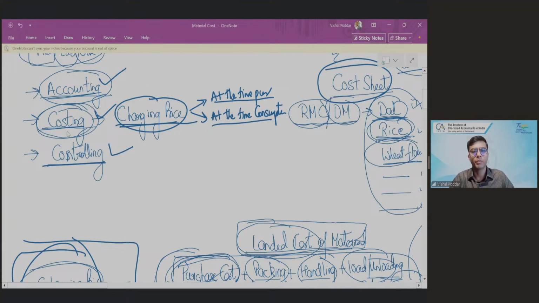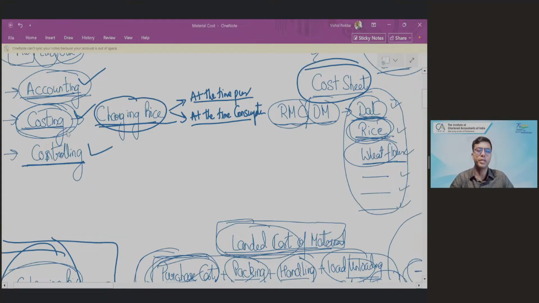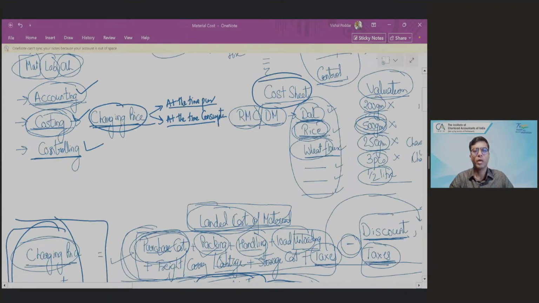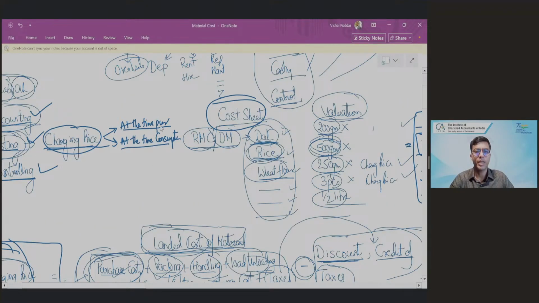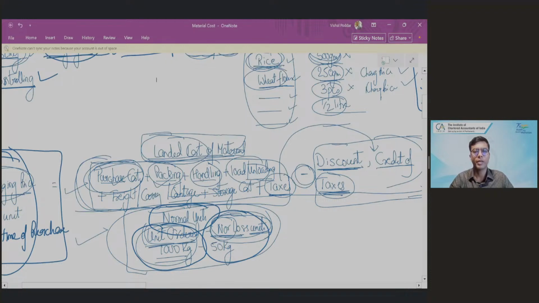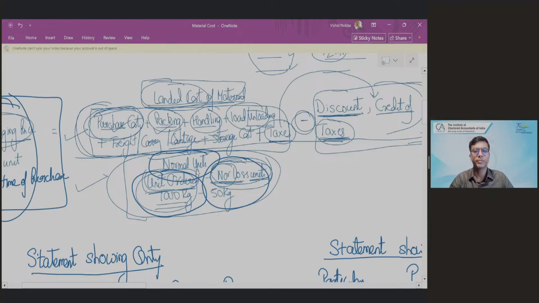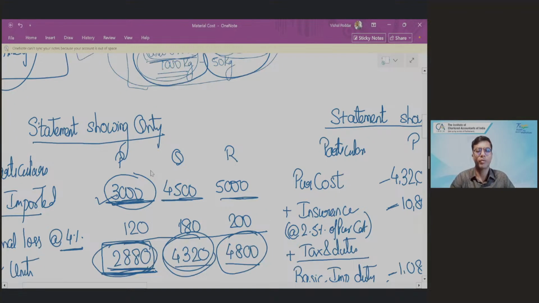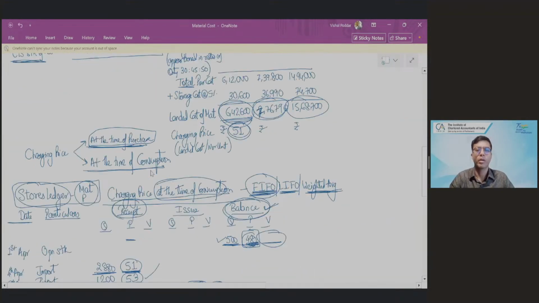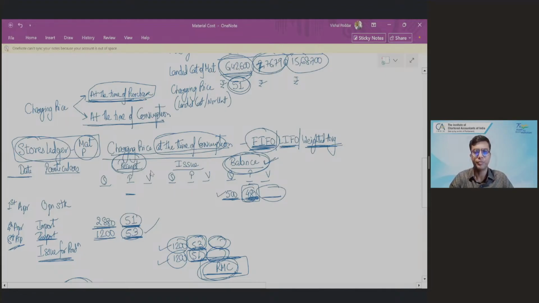Now, in costing of material, we did the practical part where we determined how to find out the charging price, which is determined at two points of time. First, at the time of purchase, using the mother formula of numerator landed cost, denominator normal units. And then we determined that it has to be calculated at the time of consumption, where you have your favorite FIFO, LIFO type of questions.